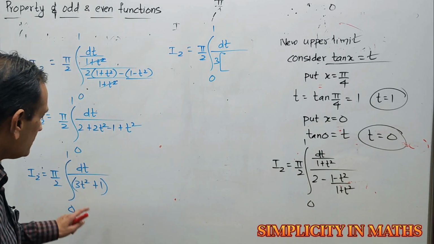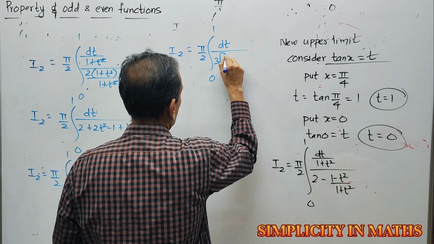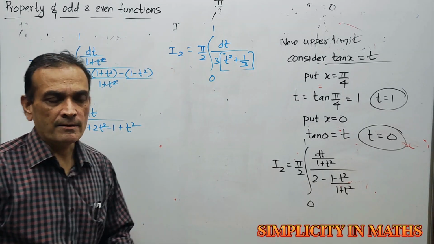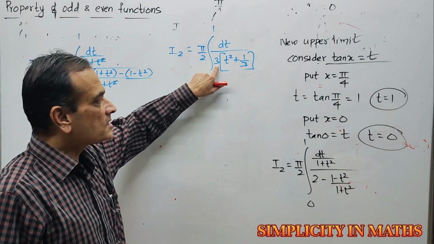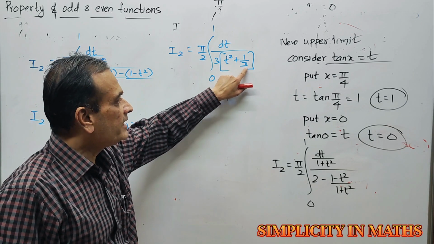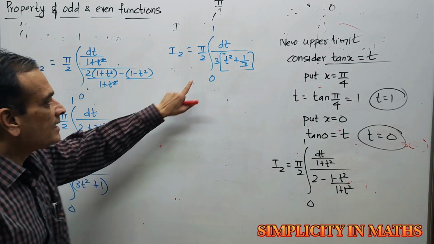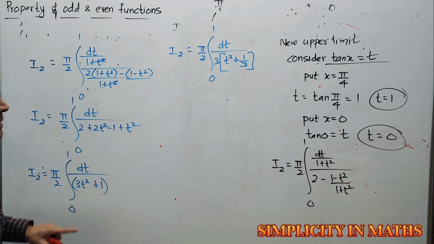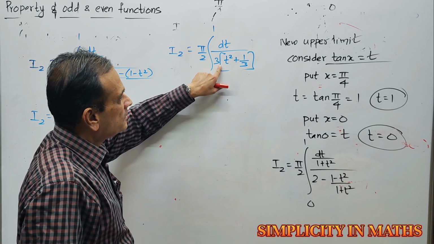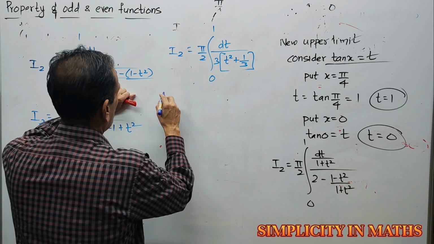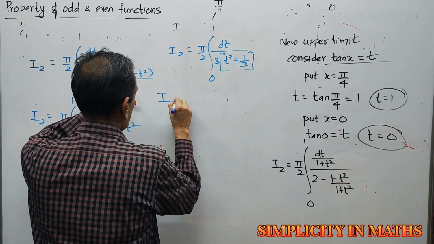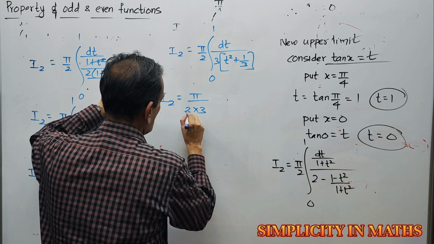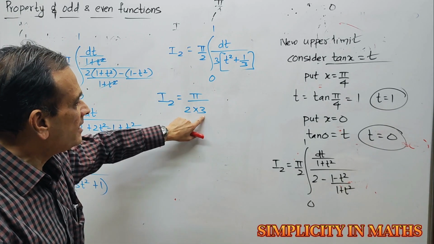When 3 is taken outside the bracket, t squared comes here, plus 1/3. When you take a constant outside, inside the bracket we divide by 3. So when 3 is taken outside, 1/3 comes inside. And 3 goes from here. Then what do you do? Take the 3 outside the integral in the denominator.